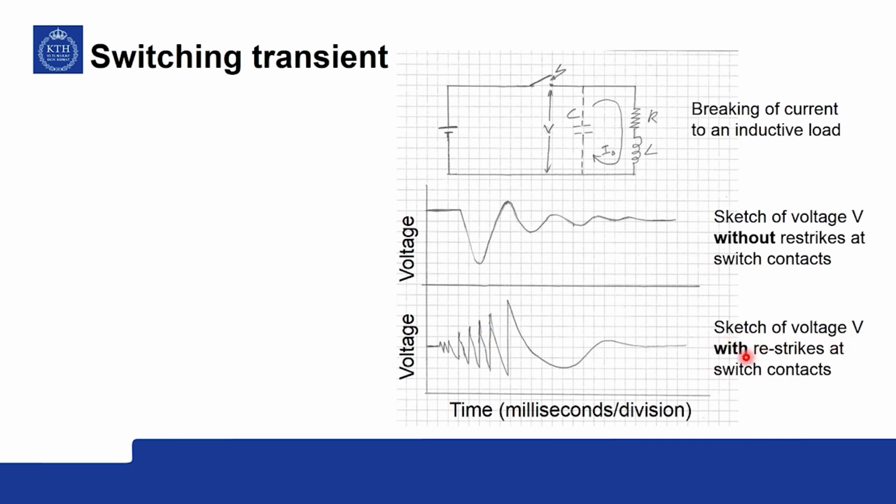Sketch of voltage V with restrike at switch contacts, and this time is in milliseconds per division. So, you can see that there is high frequency content in this arcing. So, depending upon the design of your circuit and the switch, you can produce devices that produce a lot of noise or less noise.